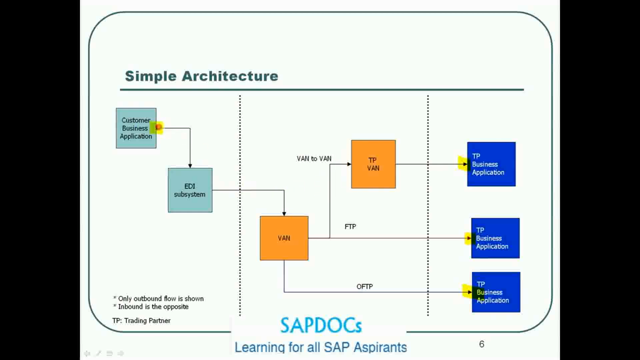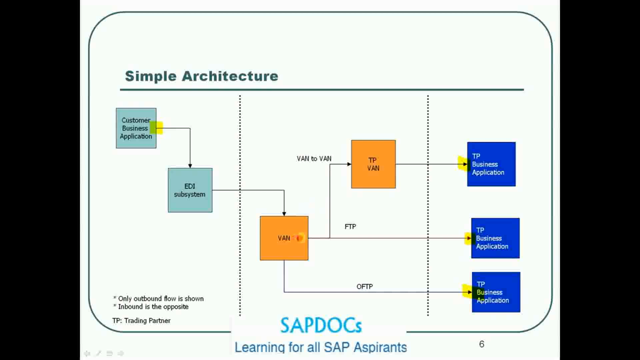Let's say that you're sending a PO from your system to a trading partner. You send the PO, it comes to your EDI subsystem, which translates the data to the formats or standards we talked about, for example X12 or EDIFACT. You send your data to your VAN in that EDI format. Your VAN has a VAN interconnect and sends the data from your VAN to the trading partner's VAN. Then the trading partner's VAN forwards the data to the trading partner.